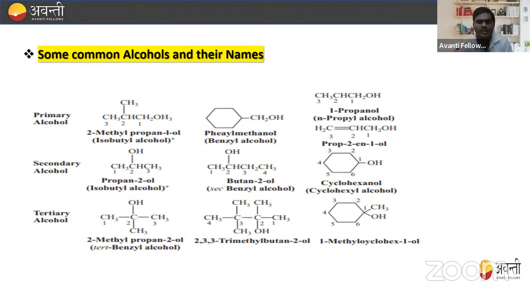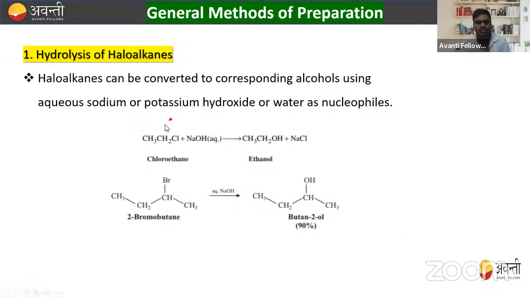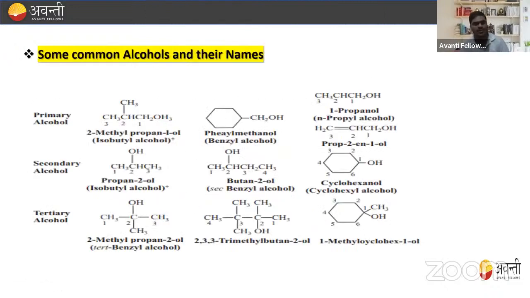Now, some common alcohols and their names. For example, a primary alcohol. Its IUPAC name: it has this OH group, only OH. So we number the carbons 1, 2, 3, and write it as 2-methylpropan-1-ol. So it will be written as 2-methylpropan-1-ol, right? So 2-methyl.